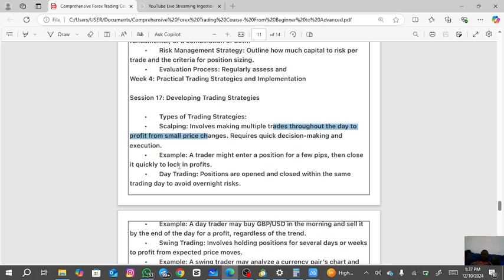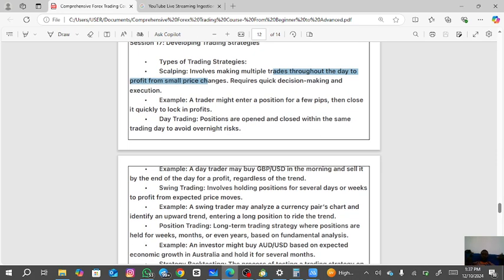Day traders involve holding trades open within the same day, right? Not more than a day. They don't hold trades overnight. They hold trades within that particular day they open that particular trade, right?